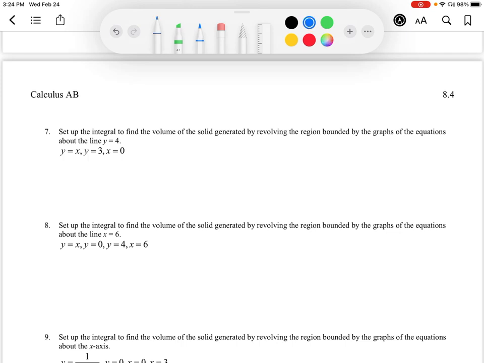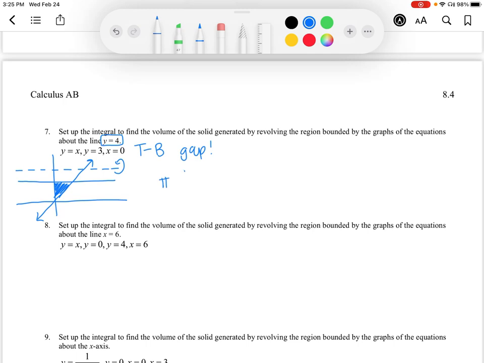So set up the integral to find the volume of the solid generated by revolving the region bounded by the graphs of the equation about the line y equals 4. So let's draw our graph. We've got y equals x, which is just that line right there. Y equals 3 is going to be a horizontal line going across at 3, and x equals 0. So we're looking at this shape right here, and we want to revolve it around y equals 4, which is actually going to be this horizontal line up here.